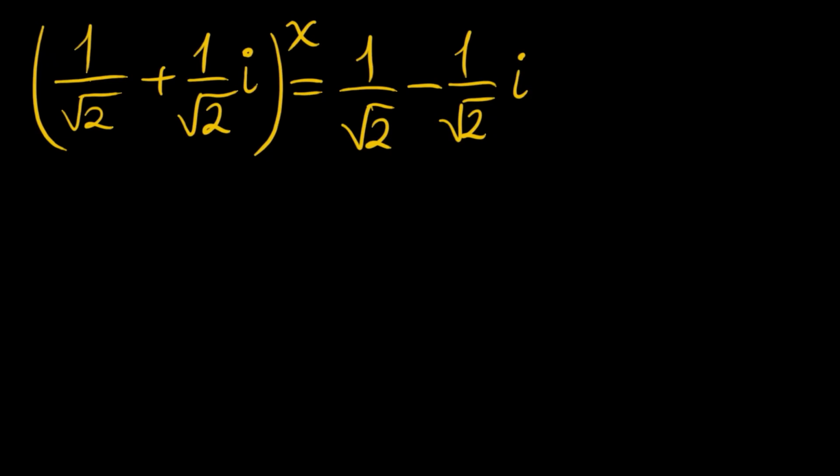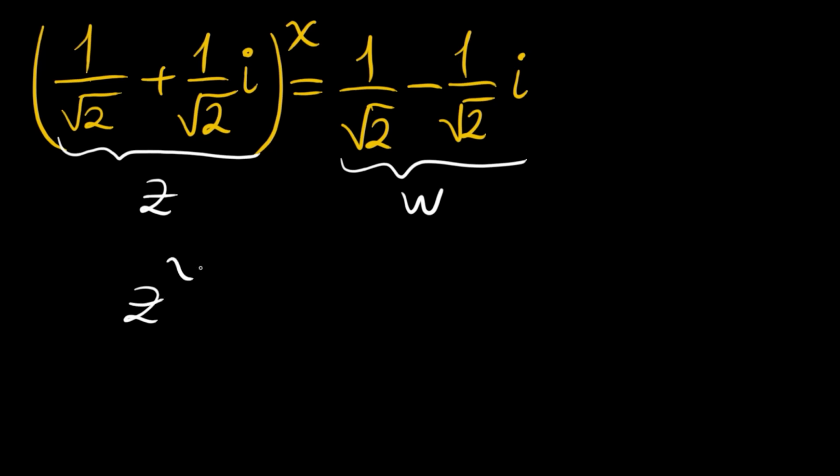We have an interesting exponential equation, actually a complex exponential equation. We have (1/√2 + (1/√2)i) raised to the power of x, and this is equal to 1/√2 − (1/√2)i. We have two complex numbers here, say this is z and this is w, but these are not two different numbers. Actually they are related to each other. We want to solve z^x = w.